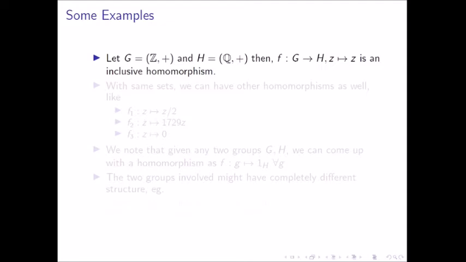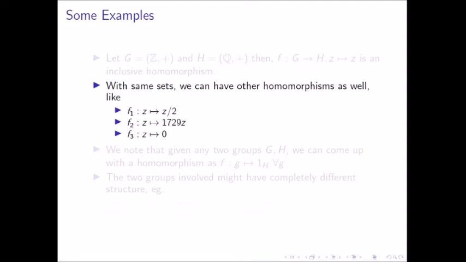So let's look at a few more examples. With the same sets G and H, we can have other homomorphisms which are not inclusive maps. Let's look at a few of them.